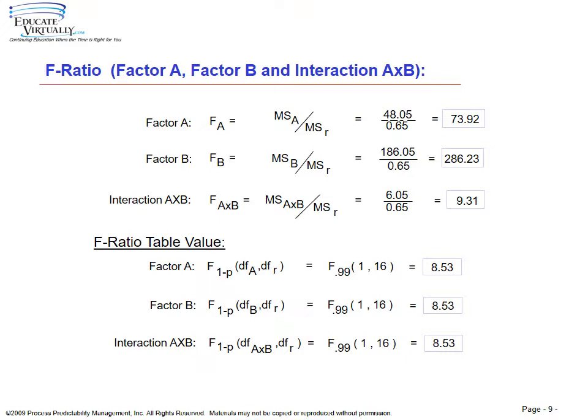So if our calculated F statistics, or F ratios, are larger than the value that we look up in the table, then we can conclude that they are significant, that there is a difference when we change between one setting and the other setting for factors A, B, and the interaction of A times B.